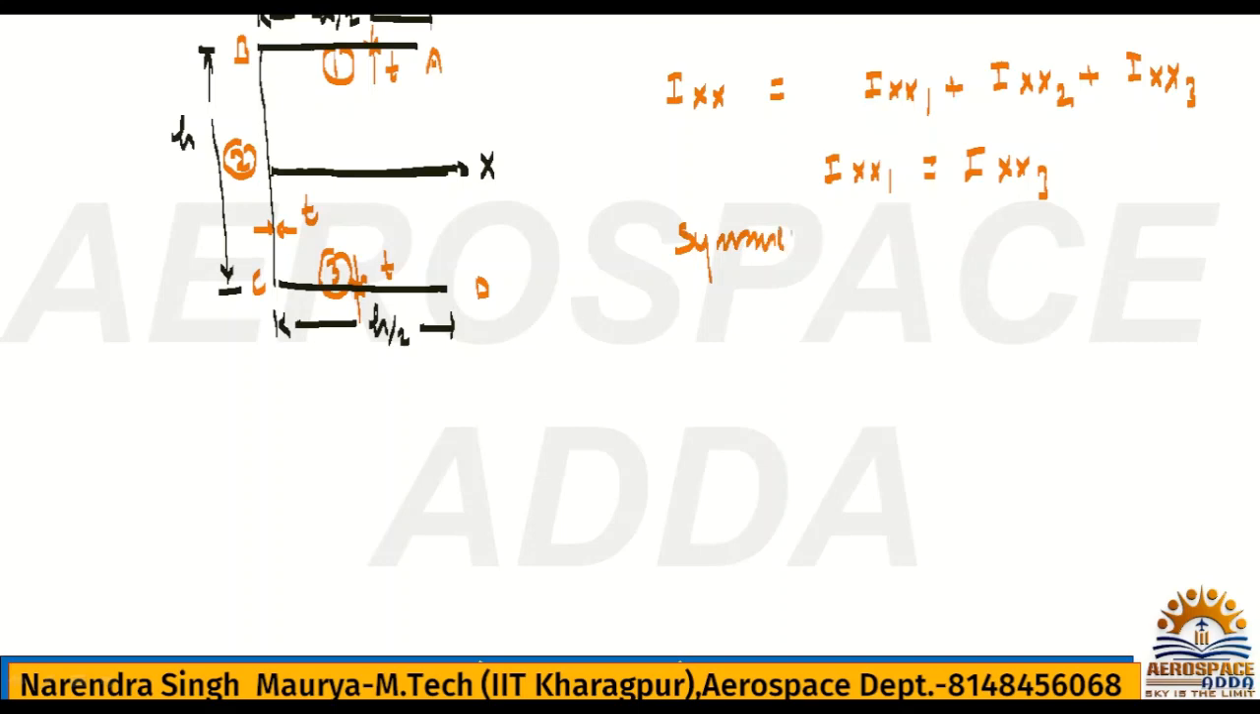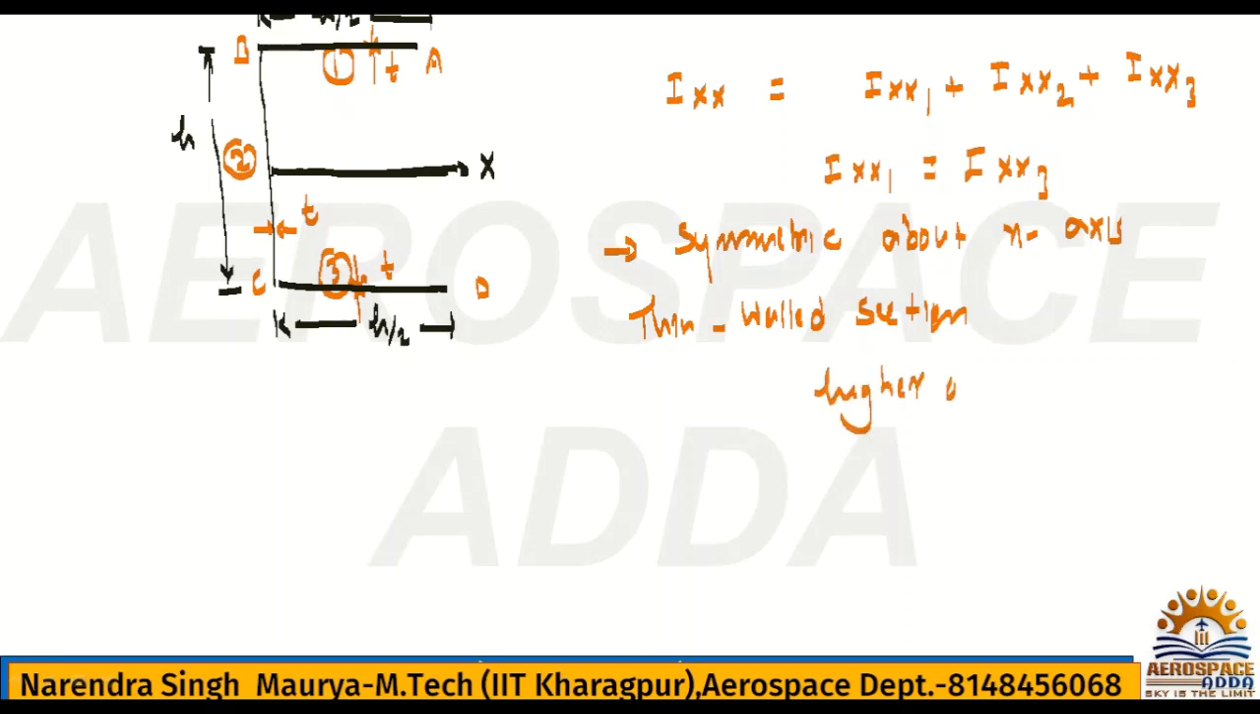Because it's symmetric about the x axis. Yes or no? So for the thin wall section, we know how to calculate Ixx. The higher order terms you have to neglect, that's the meaning of it. Higher order terms will be neglected. That's the meaning of the thin wall section that I already discussed.